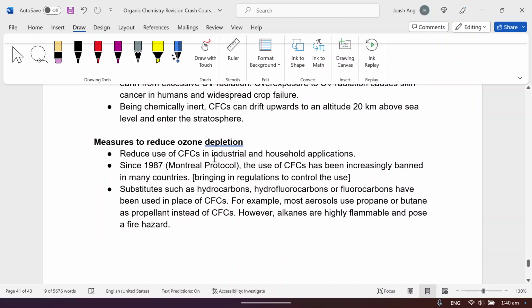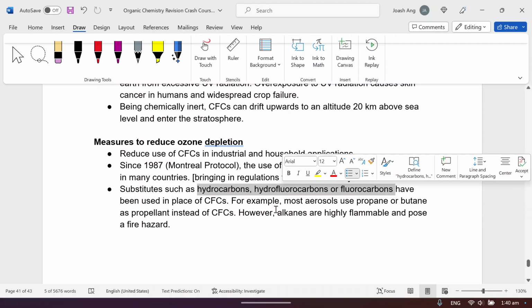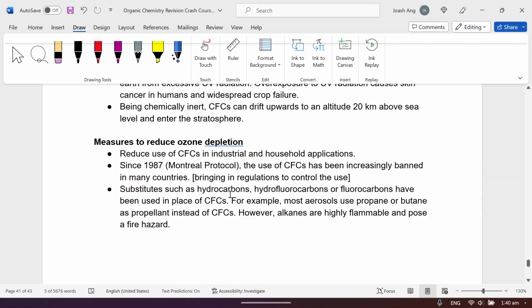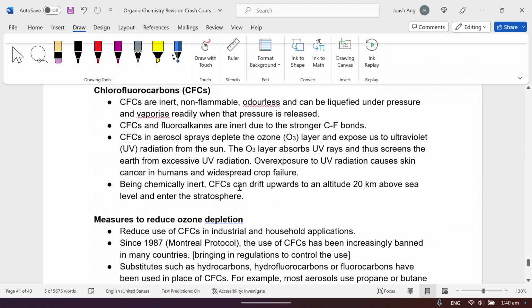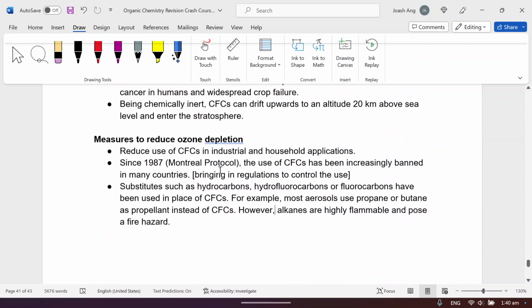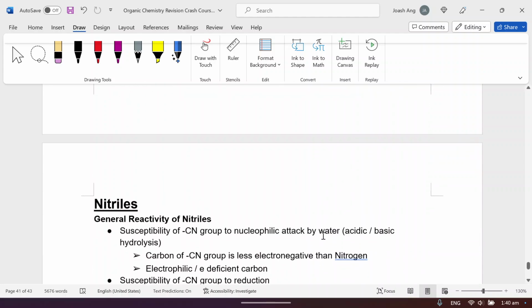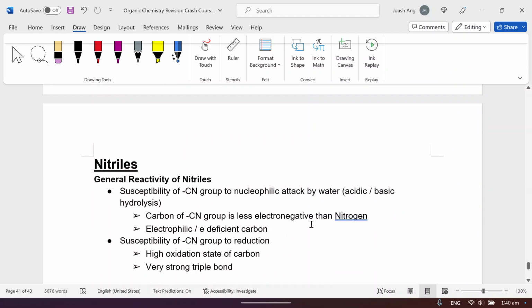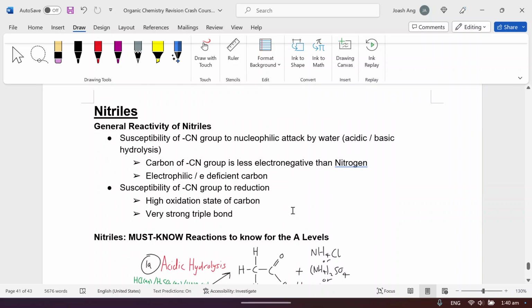For the measures to reduce ozone depletion, usually we will try to use substitutes such as hydrocarbons, hydrofluorocarbons, and fluorocarbons, because C-F bonds are quite strong. So they won't really undergo any free radical substitution and attack and deplete the ozone layer. Okay? So these are the notes I'll go through. Oh wait, there's also nitriles. Alright, I'll go through nitriles quickly.